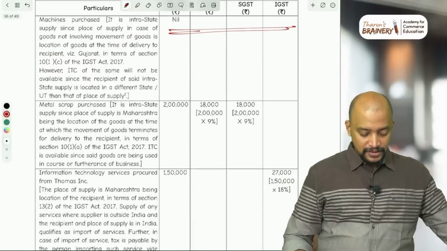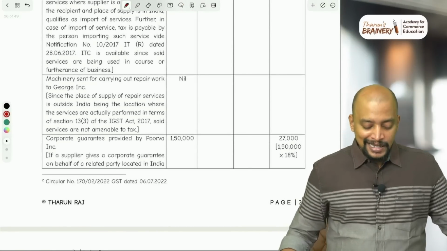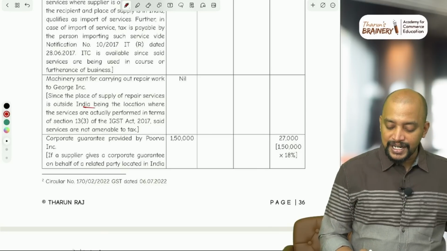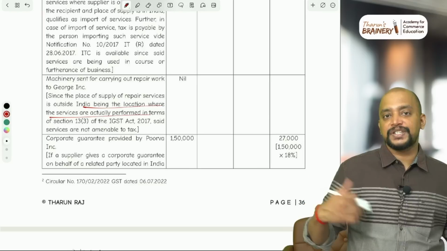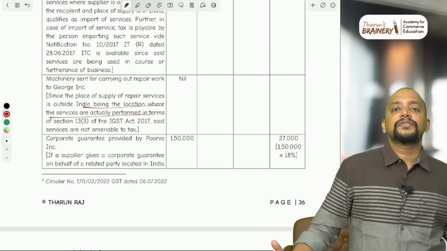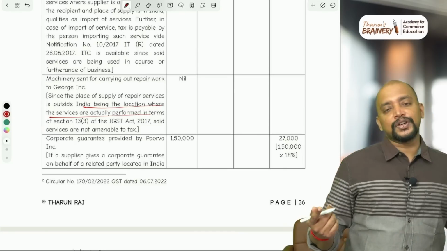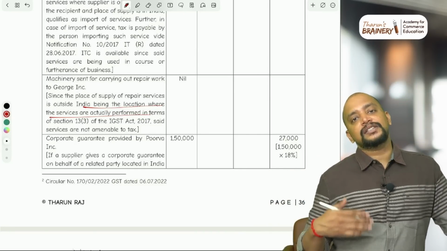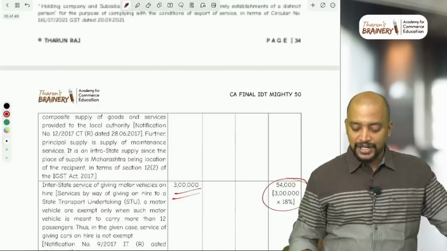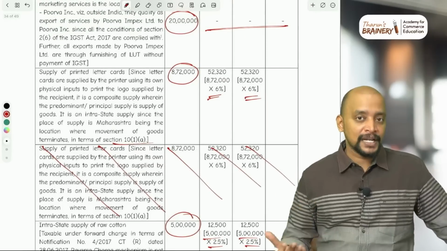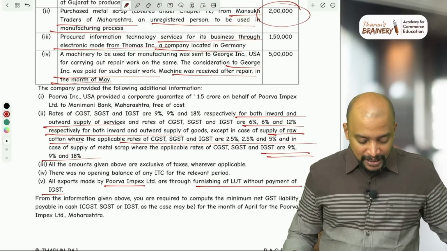Machinery sent out for repair work. So what is the place of supply? The place of supply of repair service is outside India, being the location where the services are actually performed. Because the location of supplier is outside India and the location of recipient is in India, section 13 will be applicable. The location where services are actually performed will be taken, because physical presence of the goods is required. So accordingly it is outside India. As the supplier is outside India and the place of supply is outside India, there is no GST on the transaction. So it will not come under import of service, because in order to become import of service, the place of supply should be in India.